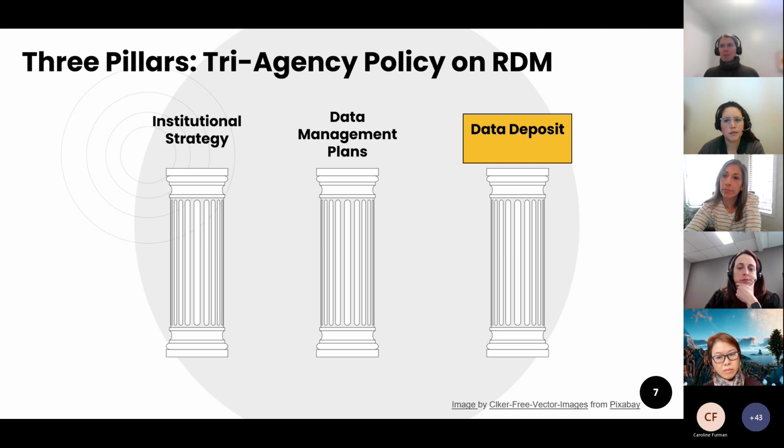The second one, data management plans, we talked about in session 2. It mentions that data management plans are best practices, and certain funding opportunities with the tri-agency will require data management plans as part of the adjudication process moving forward. The third pillar, which is also the researcher's responsibility, is data deposit. And this pillar is around asking researchers with tri-agency funds to deposit the data that they have produced with the tri-agency funds when they publish their research. So this is the one we're going to be talking about today.